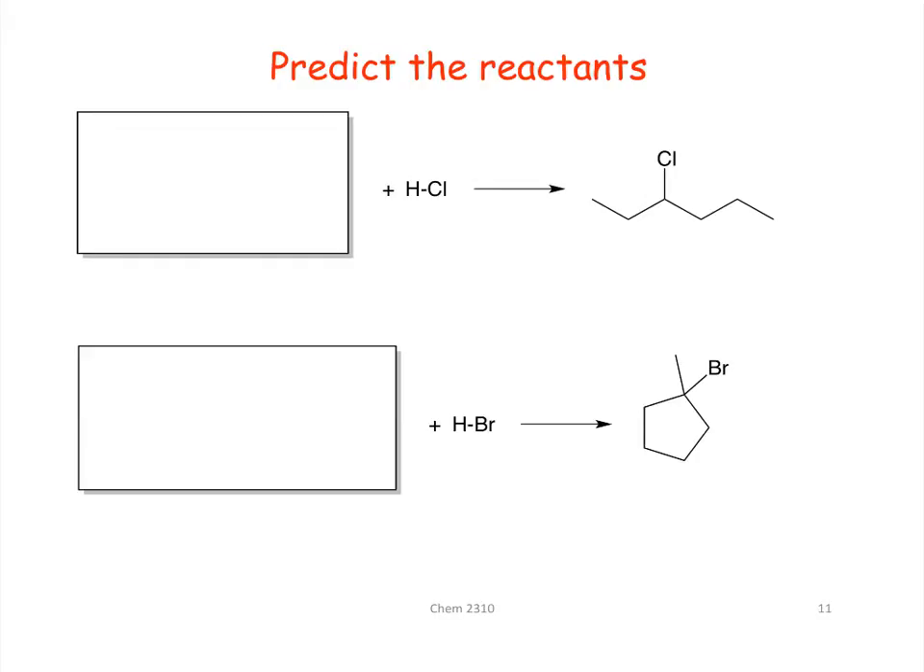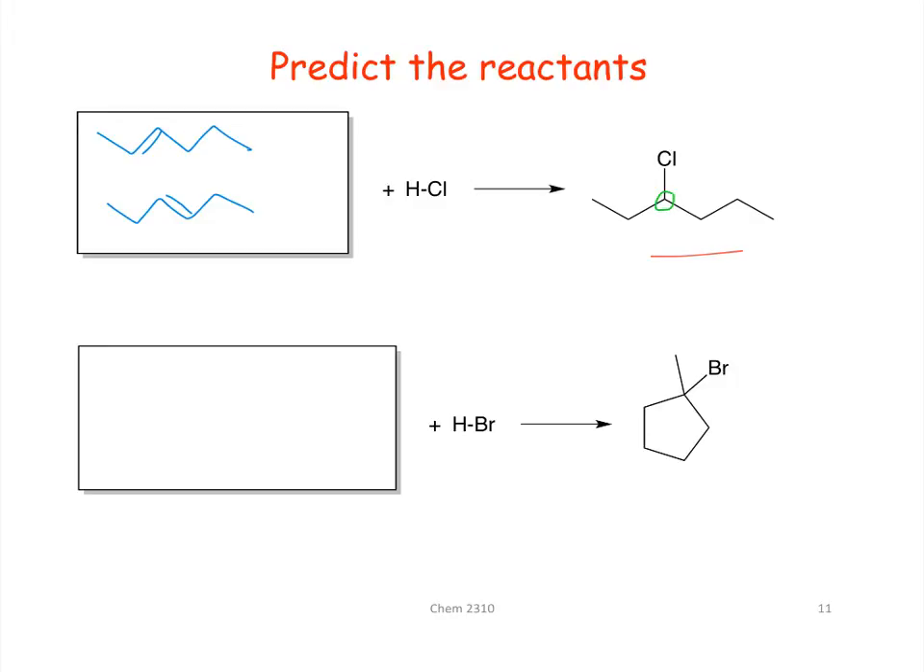Okay, so we can also do this in kind of a reverse direction. So let's look at a product, a haloalkane, and predict what alkene could be used to form that. All right, so the key thing here is that the double bond has to be attached to the position where the chlorine is. Okay, so we have really two possibilities. We could put the double bond here, right? Or we could put the double bond going the other way over here.